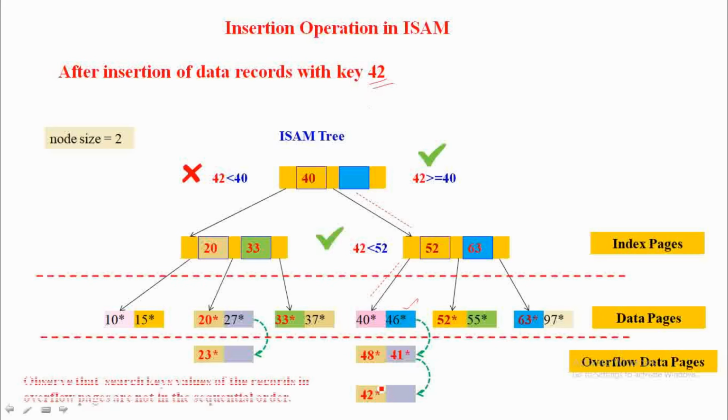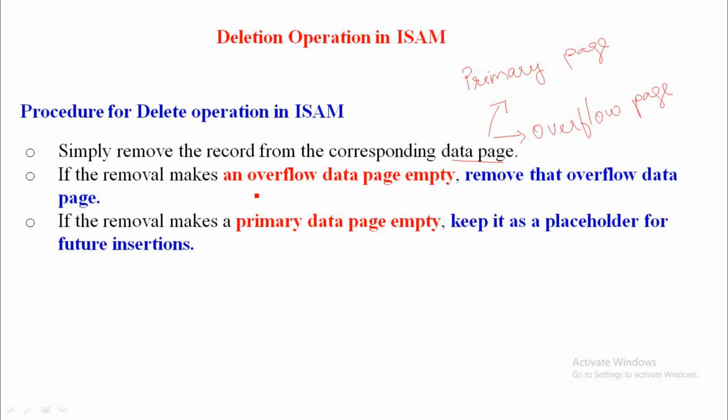Okay, so now you can notice in the overflow pages, if we observe the records, the search key values of the records are not sequentially arranged. This is one of the drawbacks in ISAM tree. Let's now discuss how to delete a record from an ISAM tree.